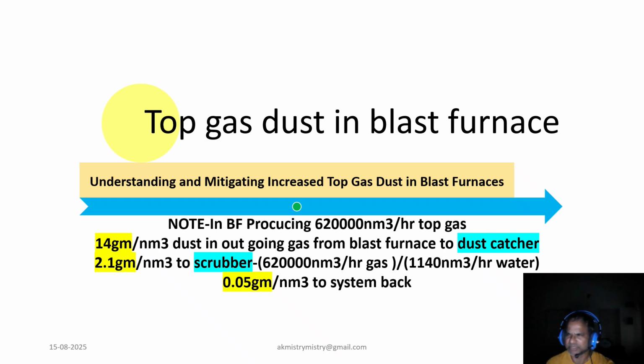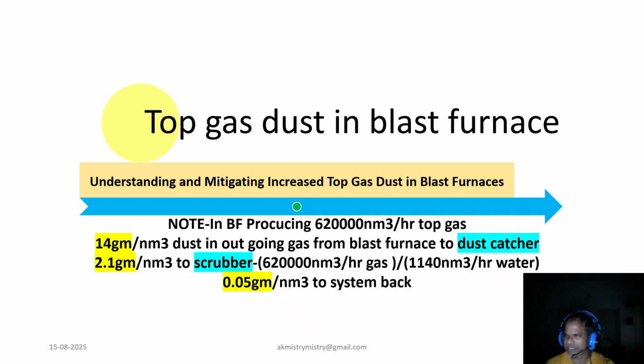Today, our topic of discussion is top gas dust, and for this, we have taken a typical example of 620,000 normal cubic meter of top gas per hour generation. Out of this, 14 gram per cubic meter goes to the dust catcher, 2.1 gram to the scrubber, and 0.05 gram recirculates into the system.